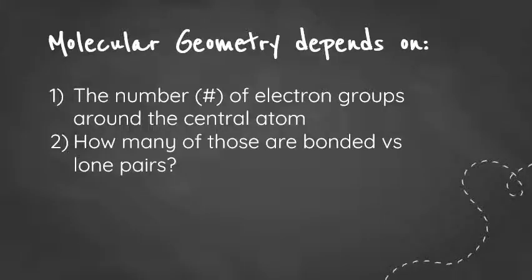So again, our molecular geometry is going to depend on the number of electron groups around the central atom, and then how many of those are bonded versus lone pairs. So those are the two questions that I'm going to be asking you over and over again throughout this lesson: how many electron groups are on the central atom, and how many of those are lone pairs?